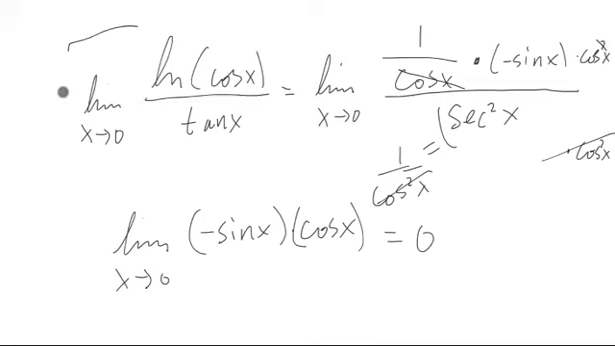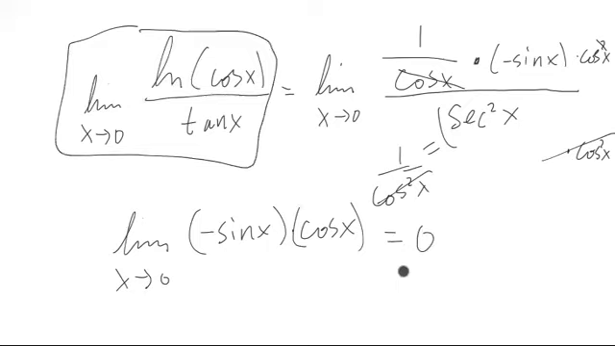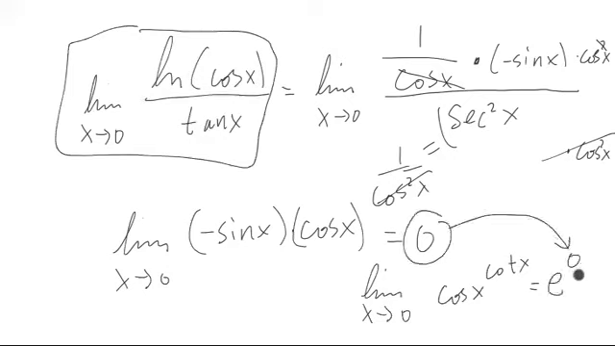That's awesome. But let's remember that's not the ultimate limit. That's just the limit of this. Remember what we had to do with it? We had to say e raised to it. So the ultimate limit that we're after, which is the limit as x approaches 0 of the cosine of x raised to the cotangent of x, is actually equal to e to the 0, which is equal to 1. Kind of surprising. So the limit of this is actually equal to 1.